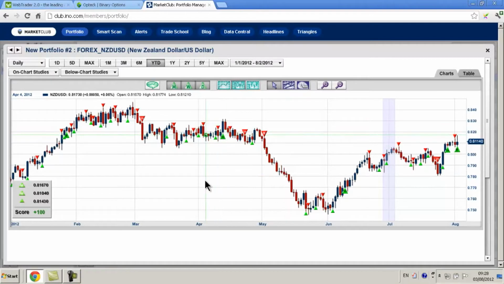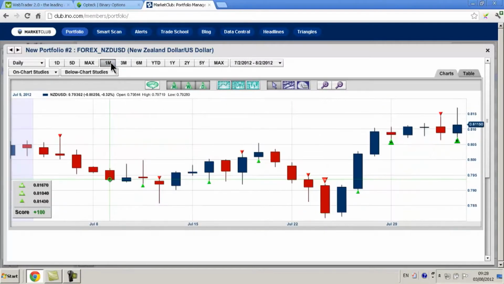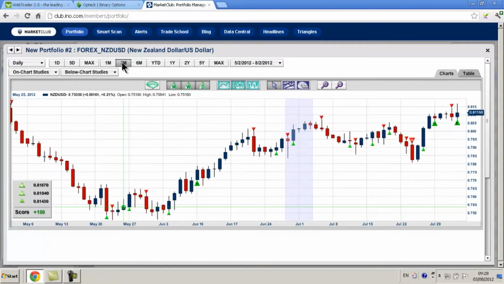Okay, right, so I've got my weeklies and everything set up here. Let's go to the 1 month chart. Oh, let me show you on the 3 month. So here we are today. A monthly green trade triangle has come about. And over here we've got a monthly, weekly and daily, and our score is plus 100.